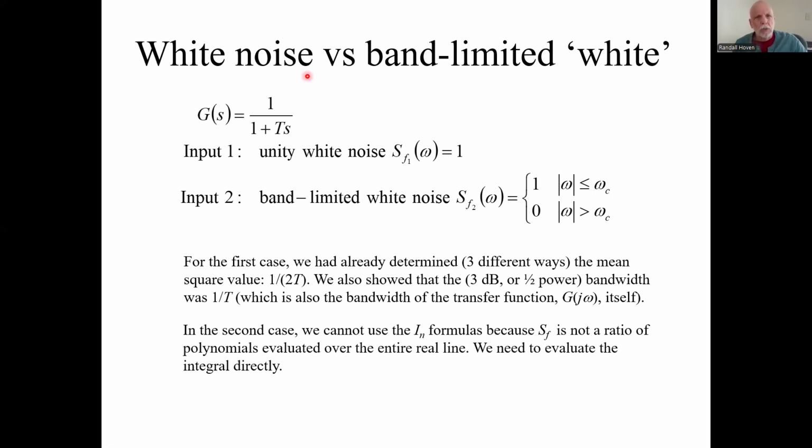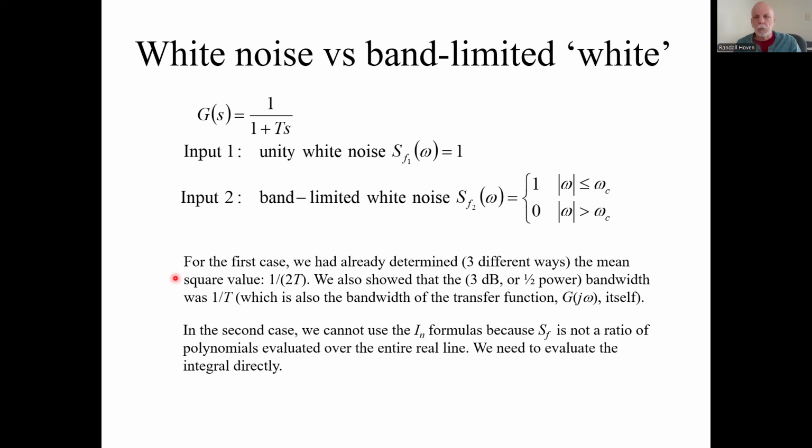And we want to look at pure white noise versus band limited white noise. So we'll take this example of a first order transfer function, a first order system, and compare unity white noise, which has this power spectral density, and band limited white noise, which has this power spectrum. It's a value of 1, just like white noise, but only over certain frequencies between plus and minus omega sub c.